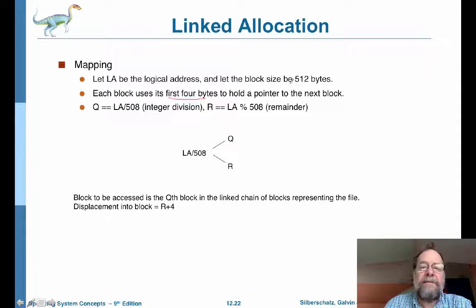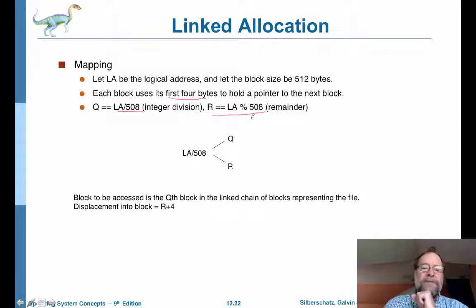And so that means of each of the block's 512 bytes, only 508 of them can actually be used to store data. So if we take the logical address and we want to convert it to the physical address, we have to divide by 508, and that'll give us a number Q, which is the Qth block that we're trying to access in the file. And then, as before, a remainder, the modulus operation here, should give us an offset within that block to get to the particular byte we're trying to access.